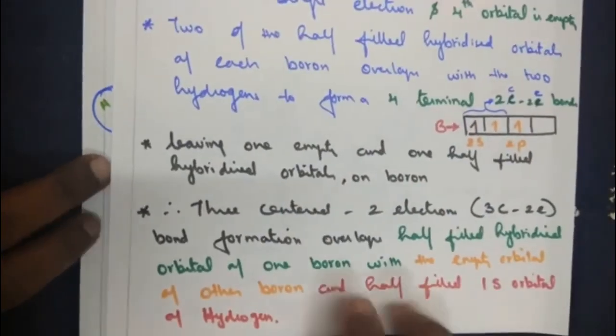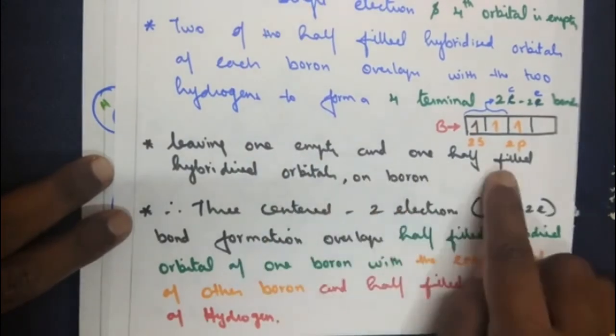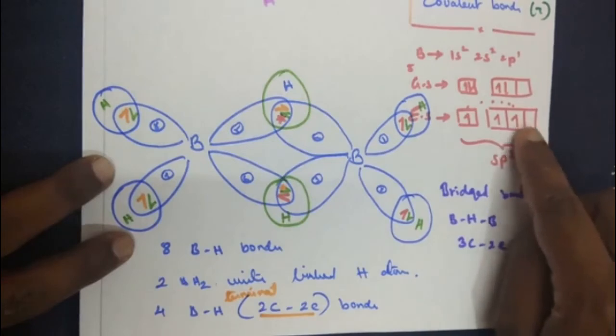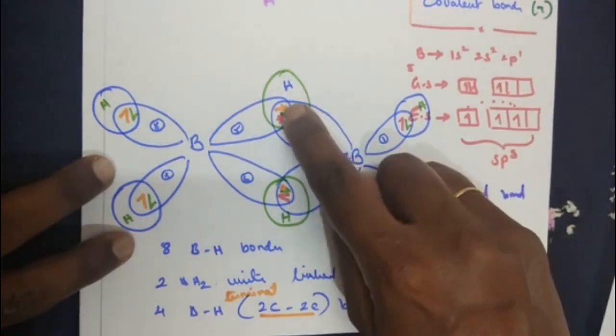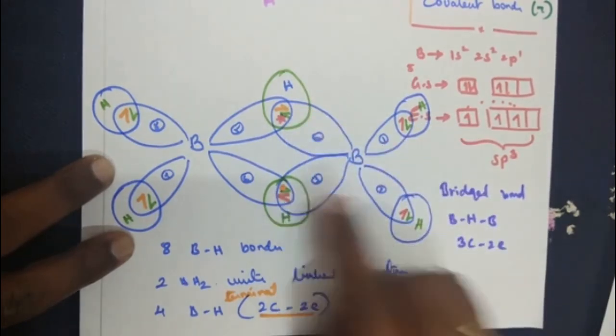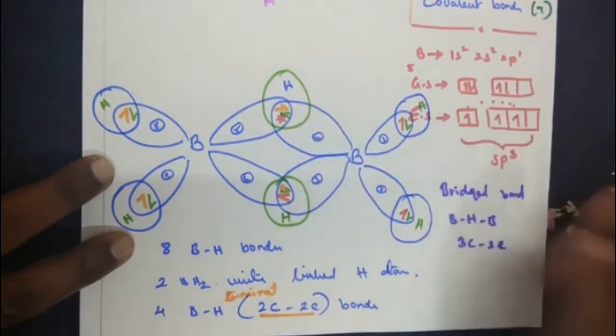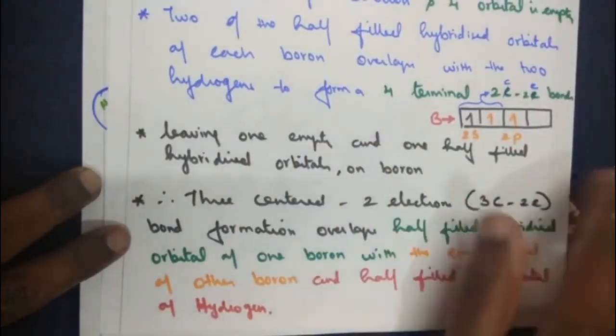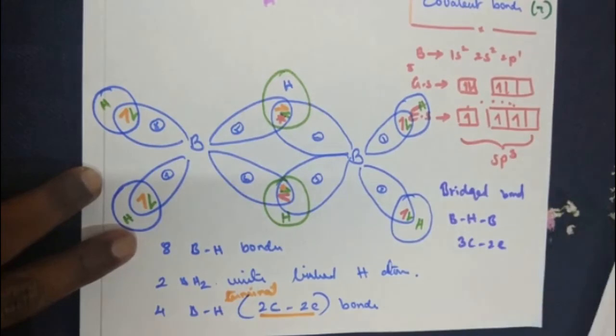The next point, leaving 1 empty and 1 half-filled hybridized orbital of boron. You understand how we get 1 half-filled electron above the plane, and an empty orbital below the plane, and similarly for the other boron too. So that's the point we have written, 1 empty and 1 half-filled. You understand from here how we get it.